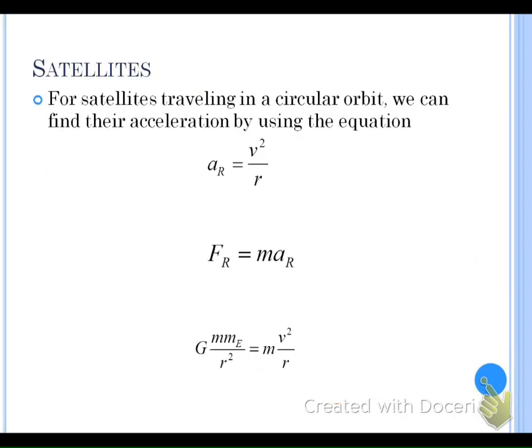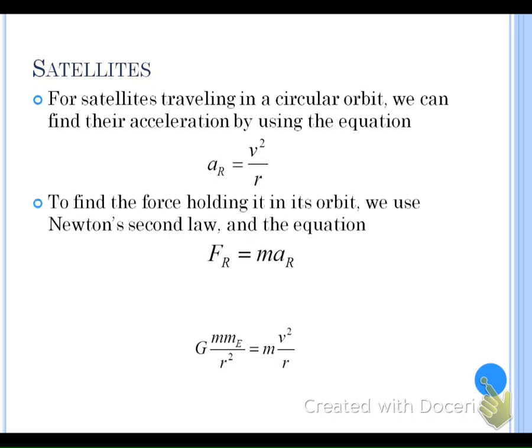Okay, so we can find a satellite's orbital acceleration just using our circular, or centripetal, acceleration equation we learned the first day. We already have those. We're working our way to this last one here. To find the force holding it in its orbit, we can use Newton's second law and our equation for centripetal acceleration, which is centripetal force equals mass times centripetal acceleration. We already know this equation also. I'm going to show you that we're going to combine them to eventually get here.